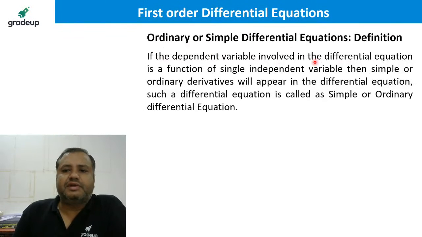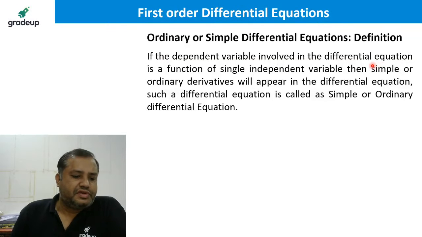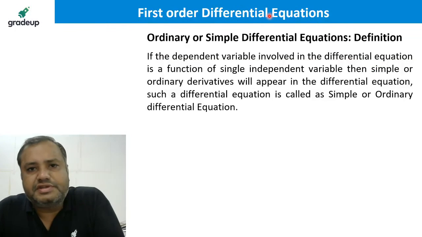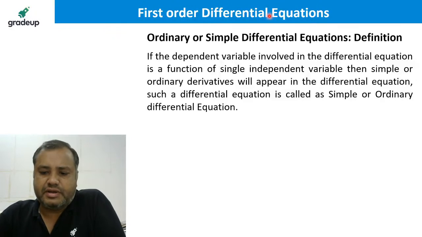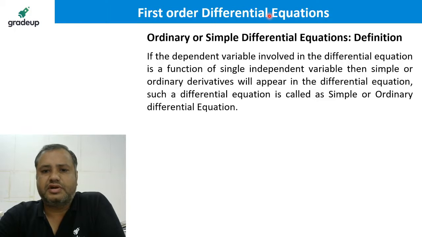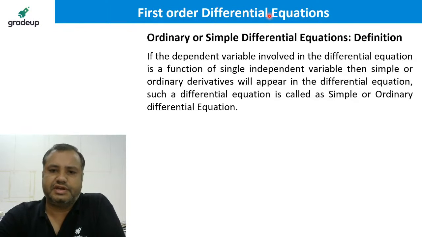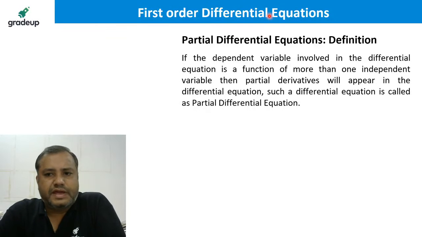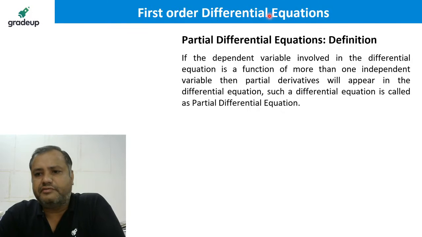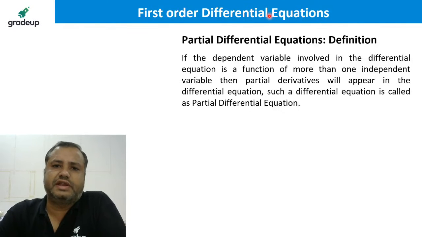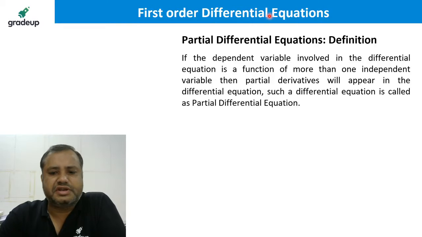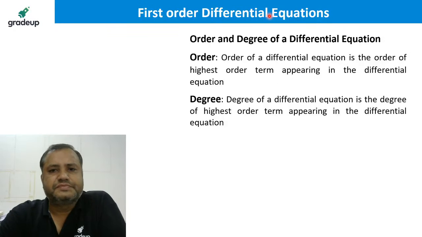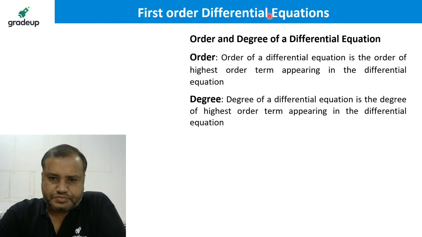If the dependent variable involved in the differential equation is a function of a single independent variable, then ordinary derivatives will exist, and such a differential equation is called a simple or ordinary differential equation. Similarly, you can define a partial differential equation. If the dependent variable involved in the differential equation is a function of more than one independent variable, then partial derivatives will exist and appear in the differential equation. Such an equation is referred to as a partial differential equation.